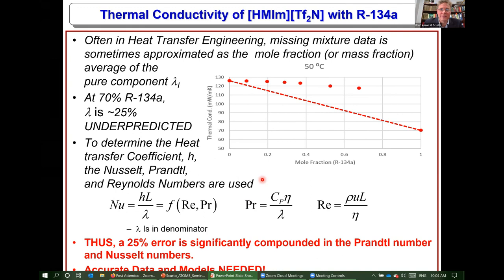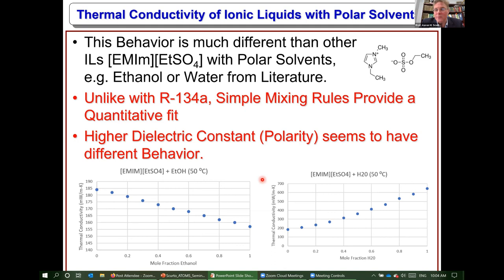And just to contrast that with other ionic liquid systems, this being from the literature, not our own data, but looking at the transition in thermal conductivity between the pure ionic liquid and methanol in this case, and the pure ionic liquid and water. Again, with this particular system, doing some type of simple mixing rule seems like it would be almost quantitatively correct.